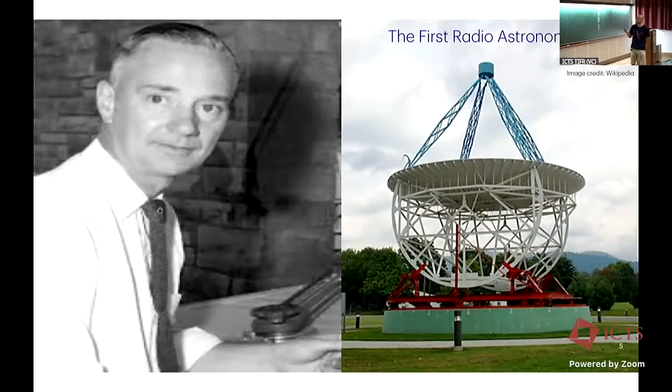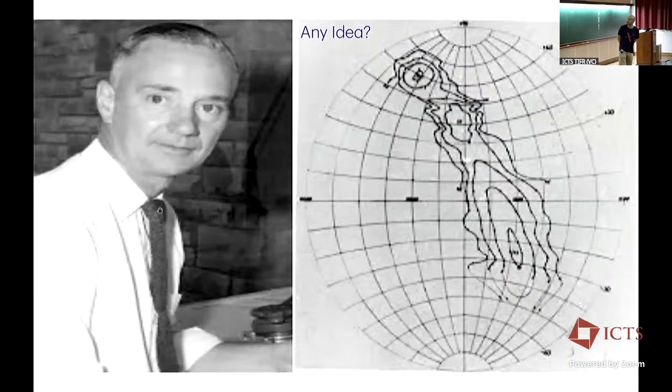Here in Green Bank, there is this reconstruction of his dish, well, of a dish, that he used to produce an image like this. So this is an all sky map in the radio. I think this one here is around 160 megahertz. Anybody, any idea what this might be? Thank you, exactly. So this is just the disk that we're looking into. So this is looking into the galactic plane.